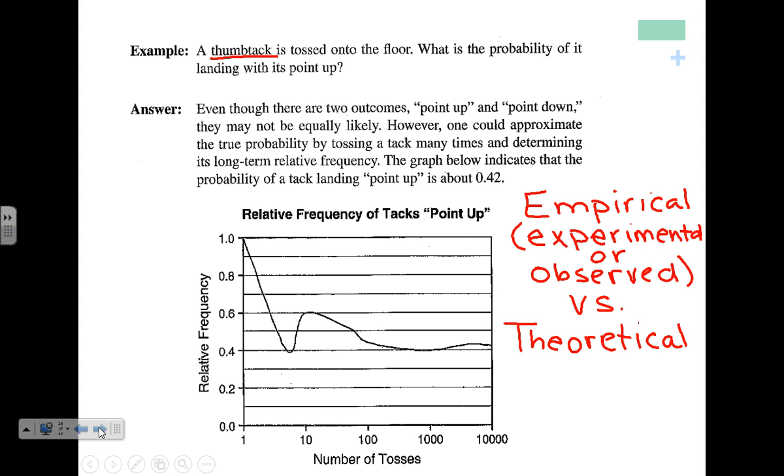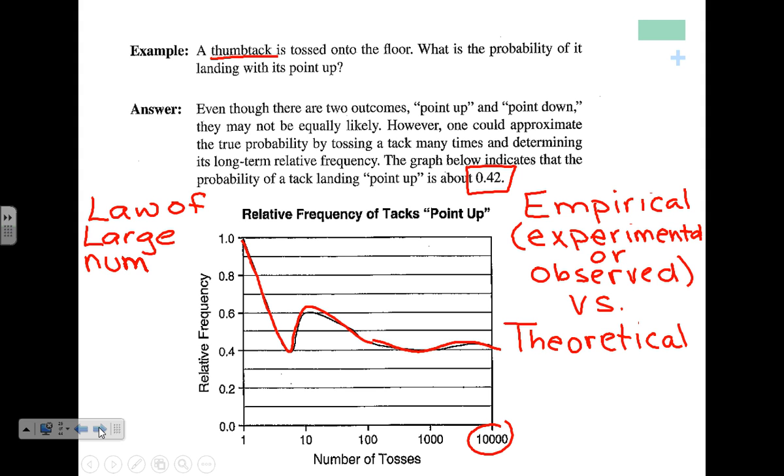Now remember, if you look at our results here, we're going to have a lot of variability at the beginning. But as you get to, this has gone to about 10,000 tosses of that thumbtack, it's going to settle down really closely to the theoretical probability. In this graph, that theoretical probability was 0.42. So about 42% of the time in the long run, the thumbtack would land point up. This is a good illustration of the law of large numbers, a very important theory in probability.